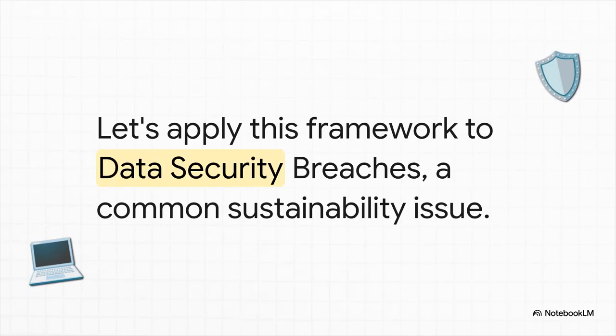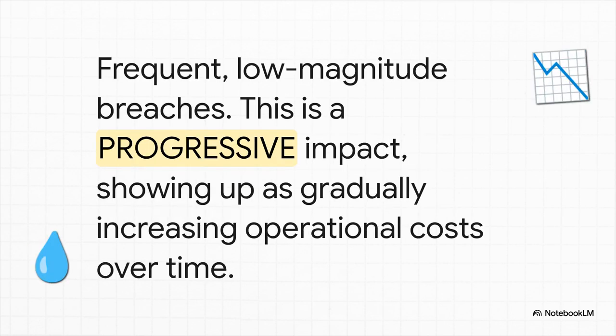Okay, let's make this really concrete with a real-world example: data security. Let's imagine we're comparing 4 different companies, all in the same industry. First, we have Company A. They're experiencing this slow erosion of value. It's a classic progressive impact, really.